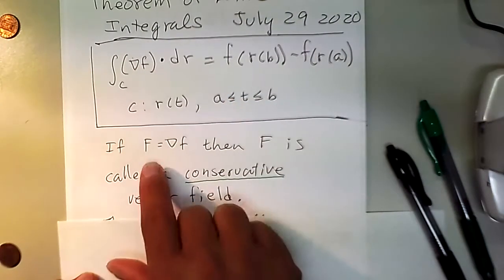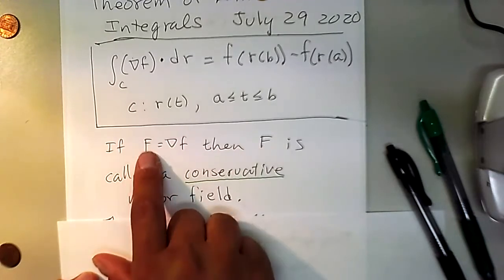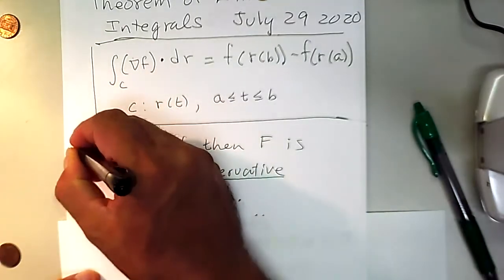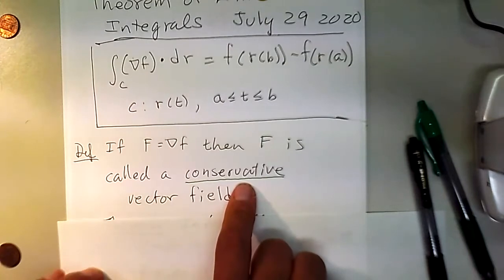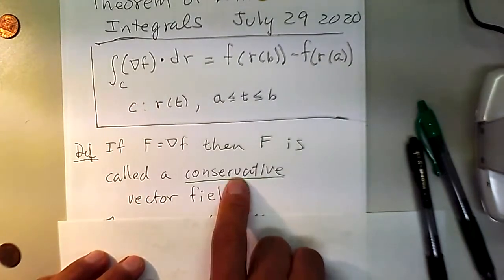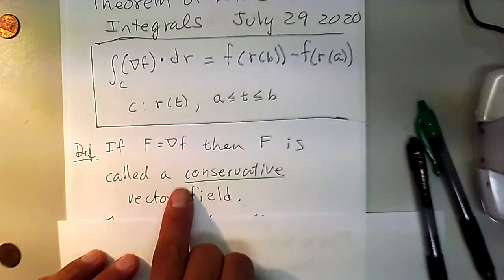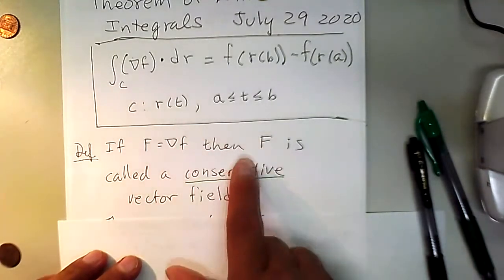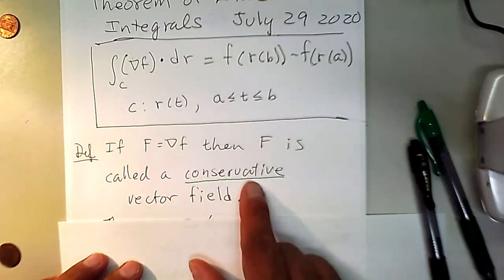If the vector field happens to have an anti-gradient, which not all of them do, then F, the vector field, is called conservative. So we have a new definition. We are defining what the adjective conservative means for vector fields. If it has an anti-gradient, then it is conservative. If it doesn't have an anti-gradient, then it is not conservative. So not all vector fields are conservative.